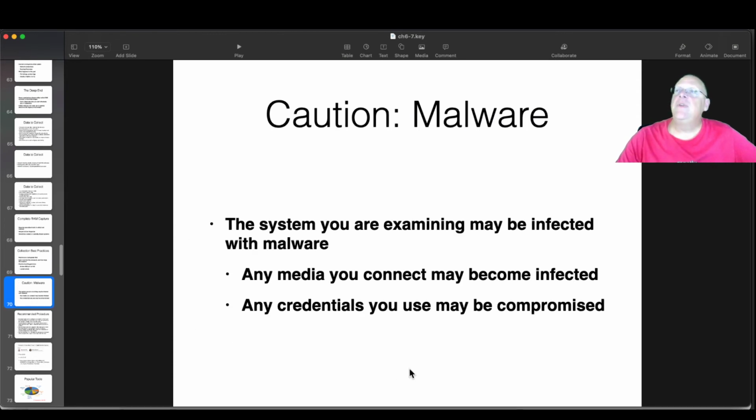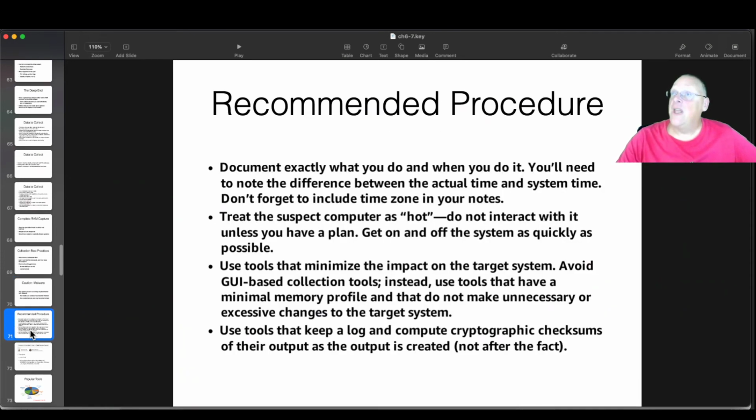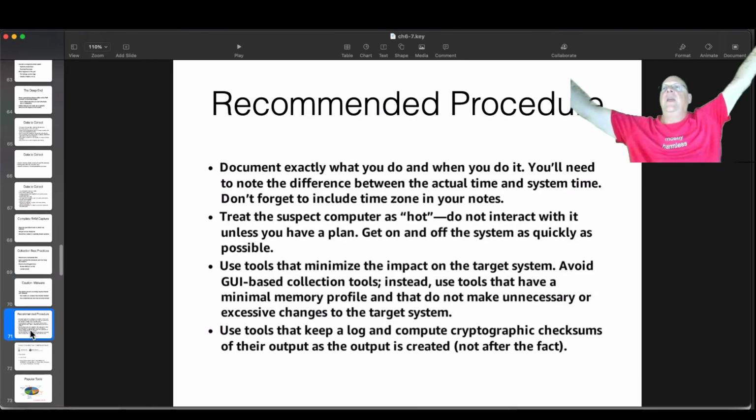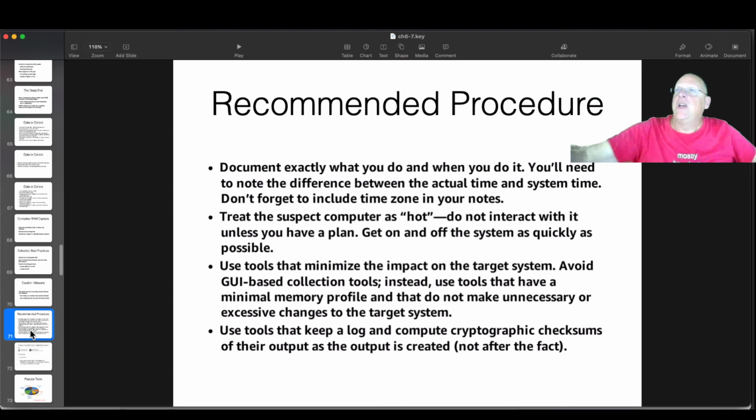Every system you examine might have malware on it. That's the whole point of your examination, so be aware you cannot trust any data you put on that system to stay out of the attacker's hands, and anything you connect to that system might become infected. So treat it carefully. Like we try in this class, and even more in the malware analysis class, we always work in virtual machines. So whatever you do, document everything, because something bad might happen, and then you will need to have a record of what you did.